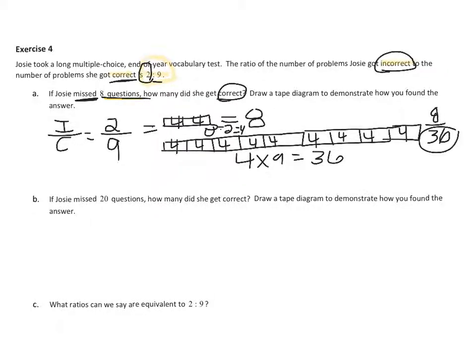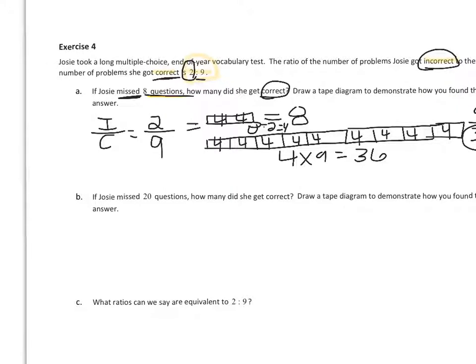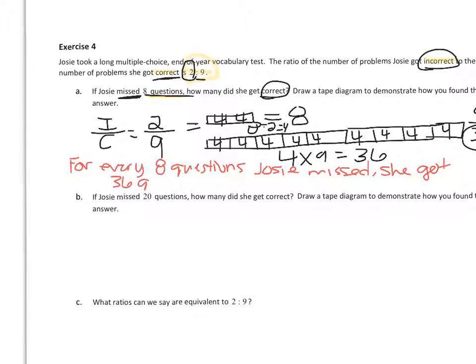So we're going to say, for every 8 questions Josie missed, she got 36 questions correct.